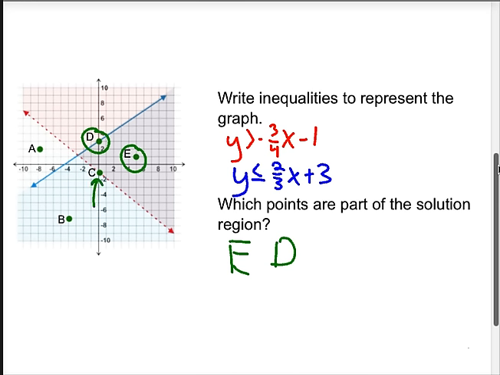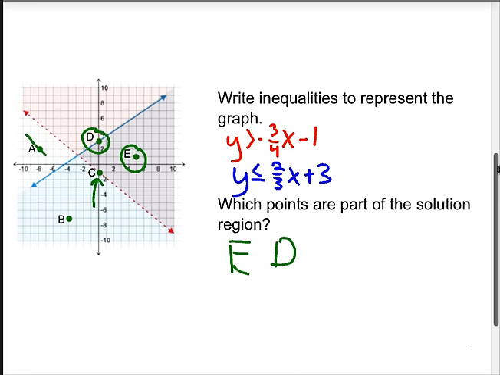Now, don't be fooled by C, because C is on a boundary as well. But notice it's on a dashed boundary. Being on a dashed boundary communicates that the boundary actually isn't part of our solution. We should not be including it in our solution. So that's why C is not included.